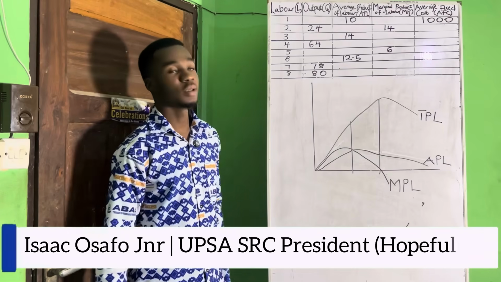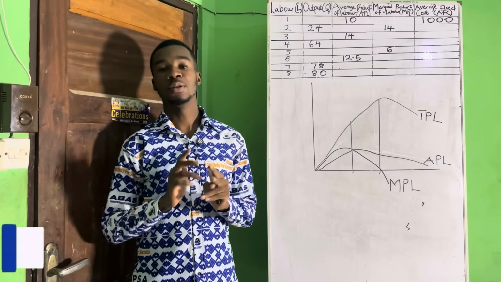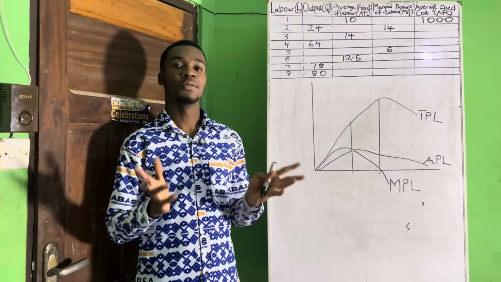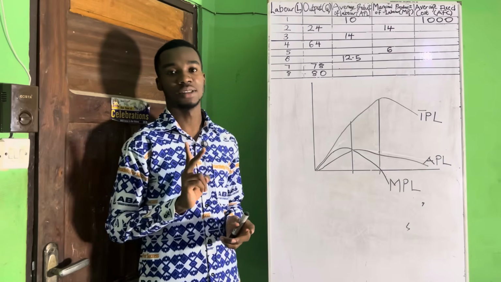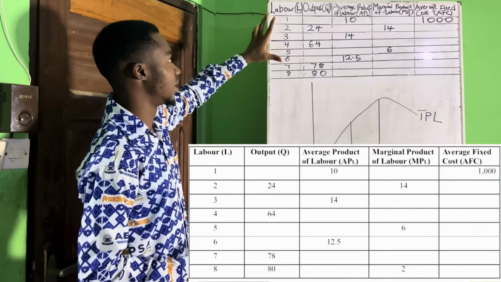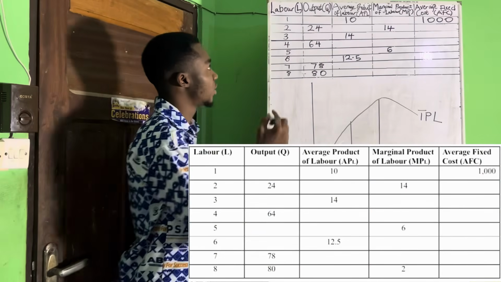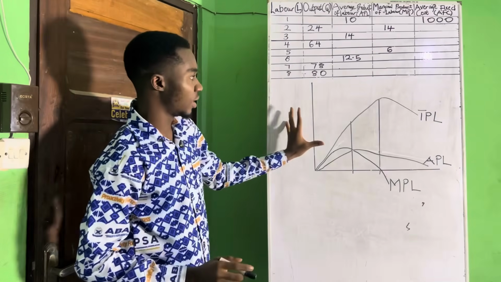So as I said, we're going to be looking at theory of production. Now, under theory of production, looking at the past questions and from my knowledge of how they set the questions, they usually ask two types of questions. It's either they'll give you a table like this, and you'll be asked to input the missing values. If not that, they'll give you something like this.